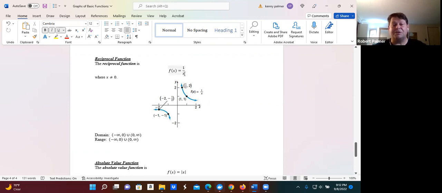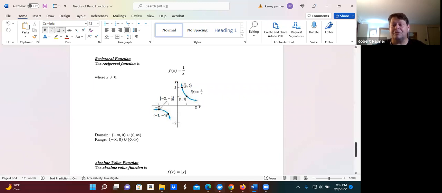So as we said, there's nothing you can plug in for x that will actually make this 0. So 0 is not included in our range, but every other number is included because we can get as close to 0 as we want, either positively or negatively. We can get close to positive infinity or negative infinity as we want. So that's the reciprocal function.